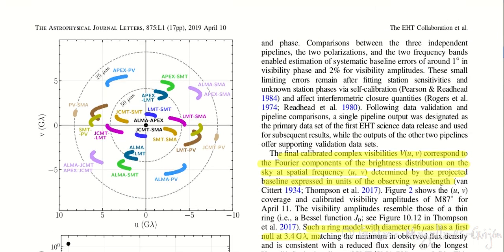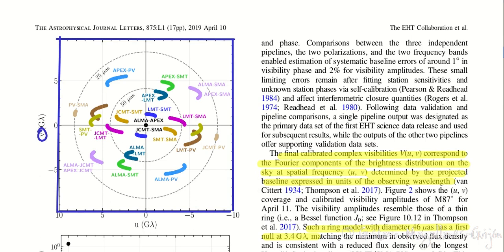This is the map in UV coordinates. These are coordinates in Fourier transform, and these are the observations from different telescopes, ALMA, SMT, APEX, etc. And the radius is 25 microarcseconds or 50 microarcseconds.